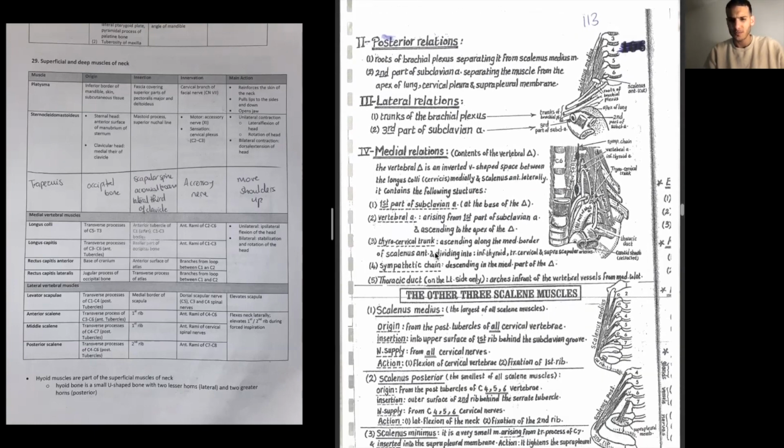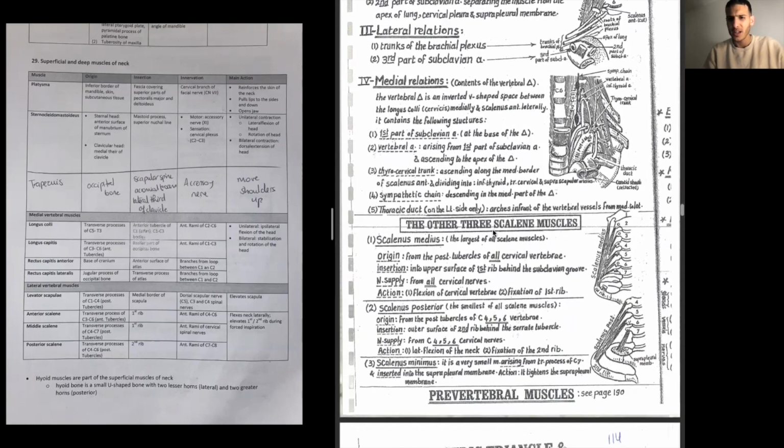Can be very useful. The other scalene muscles are the scalene medius, scalene posterior, and scalene minimus. We don't really care about the minimus, but mainly focus on the middle, posterior and anterior. We're done with anterior, now middle and posterior. The medius is the largest of all scalenes, originating from the posterior tubercles of the cervical vertebrae. Insertion is into the upper surface of the first rib behind the subclavian groove. Nerve supply is from the cervical nerves. Action: flexion of the cervical vertebrae and fixation of the first rib.